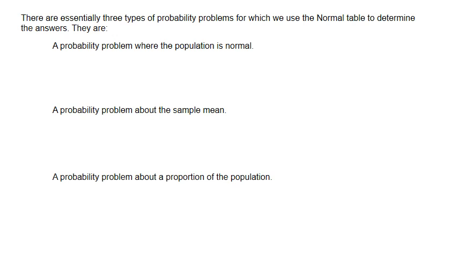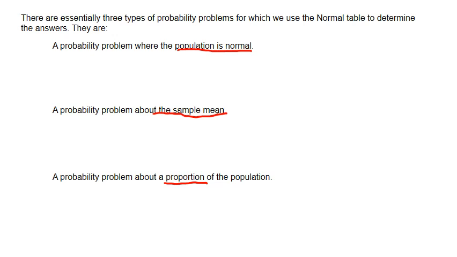Now, there are essentially three types of probability problems for which we use the normal table to determine the answers. A probability problem where we're talking about a normal population, a probability problem where we're talking about the sample mean, and a probability problem where we're talking about a proportion of the population. These three types lend themselves to working with the normal table. And how do we get to the normal table? We subtract the mean, and we divide by the standard deviation of whatever we are talking about.